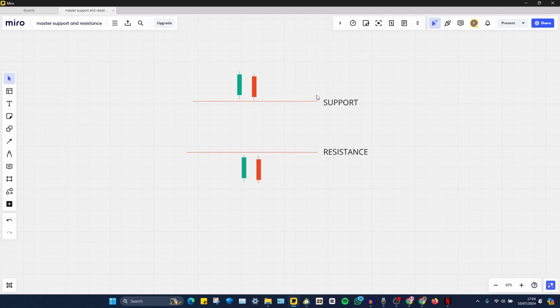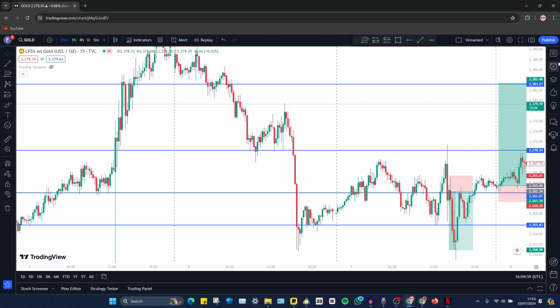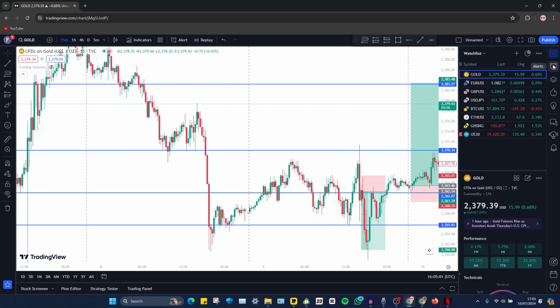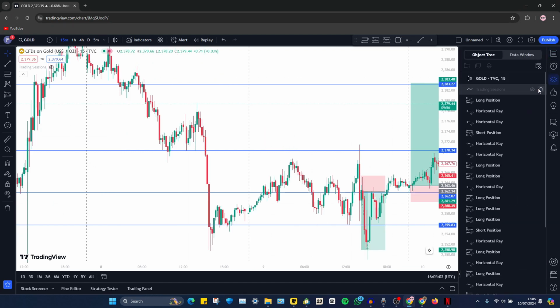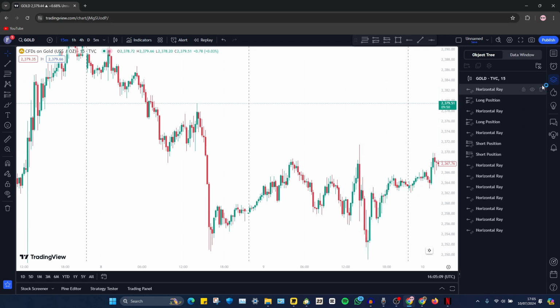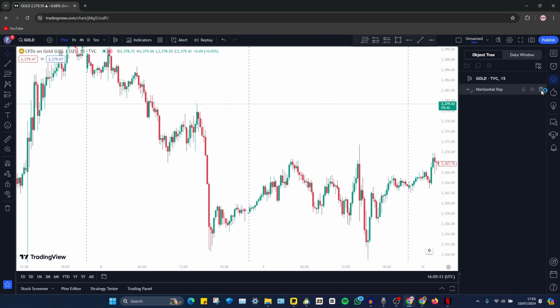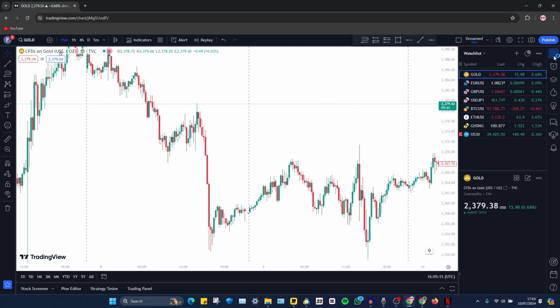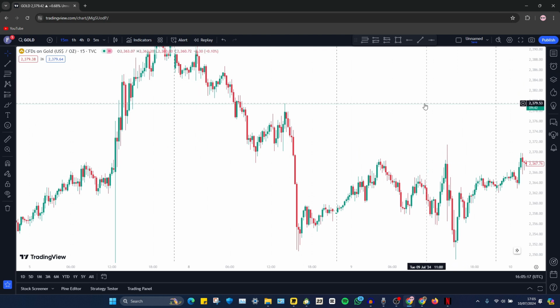Now, some people might also ask, how do we get to clearly see these supports? Because I understand some people have issues trying to, let me clear this out. Let's make the chart clean. Let's start again with a fresh chart.